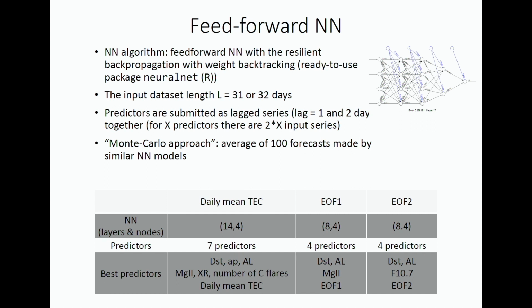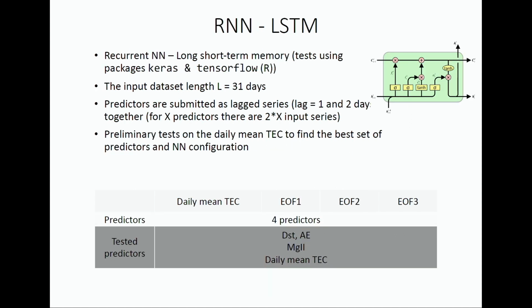So the neural network has some 14 layers for the mean TEC, and the IOF and IOF2 have different numbers of layers. We have just 7 predictors on this neural network. They are described here, and for the eigenfactors, the model was converging better when we just used those elements here, those 4.